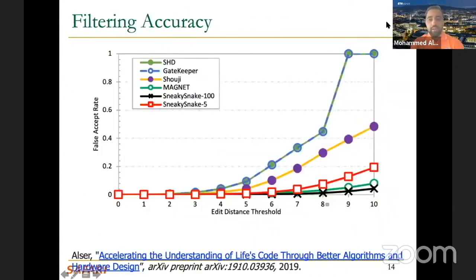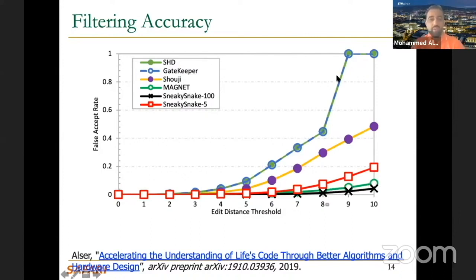All right, so given that you already see GateKeeper, Shouji, MAGNET, and now SneakySnake, you can get a clear idea of the accuracy, hopefully. In SneakySnake, we don't have any dependencies, and we don't have a domination with the zeros as we have in GateKeeper and MAGNET as well. So you can see SneakySnake performs the best, even better than MAGNET. You can see the black plot over there. This is SneakySnake, and the light green one is MAGNET.